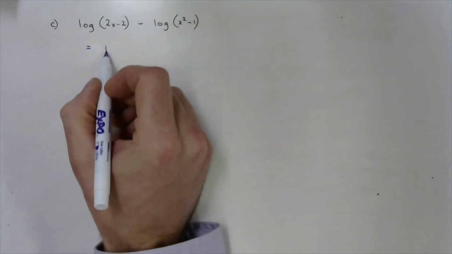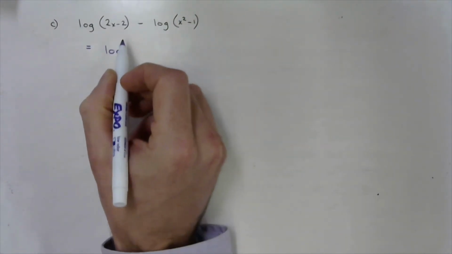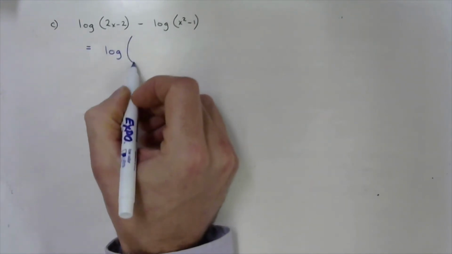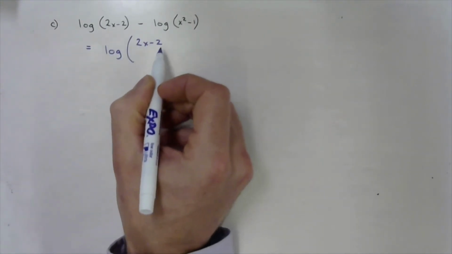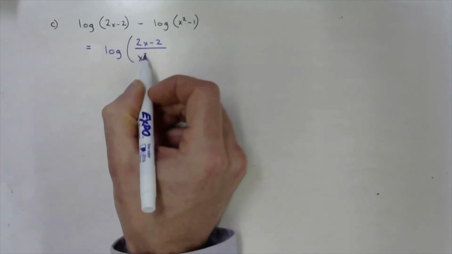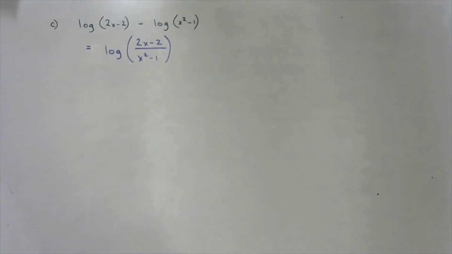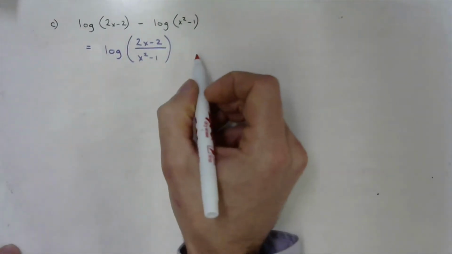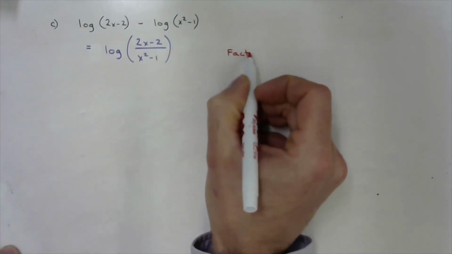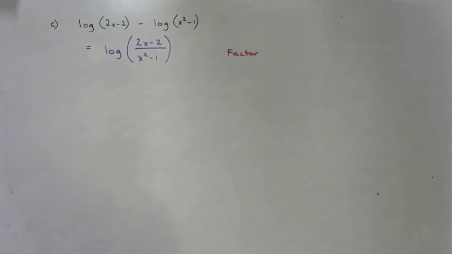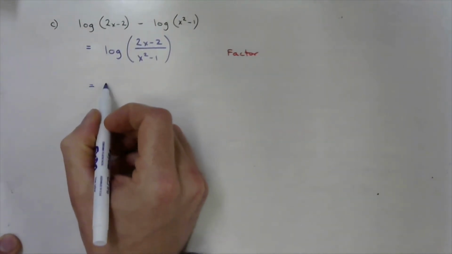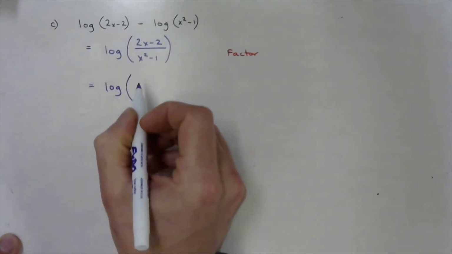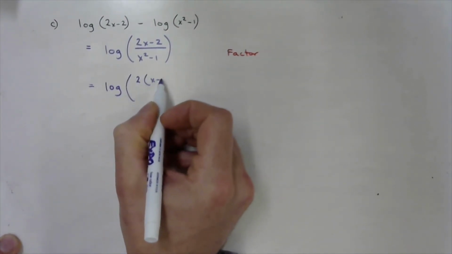So we can rewrite this as a single log with 2x minus 2 in the numerator and x squared minus 1 in the denominator. And then again, you're kind of looking at this and saying, okay, what can I actually do? And from here to the next step, we're actually going to factor numerator and denominator. So when we factor the numerator, we end up with 2 times x minus 1.